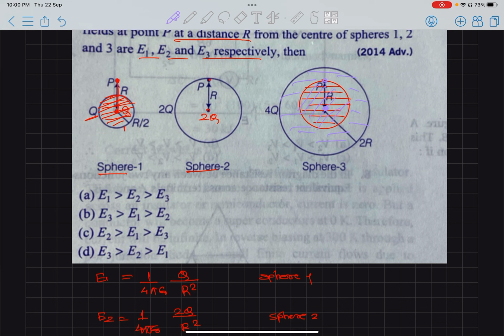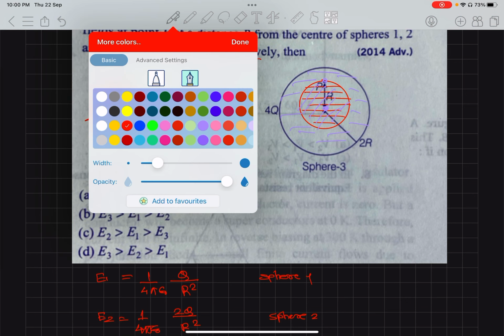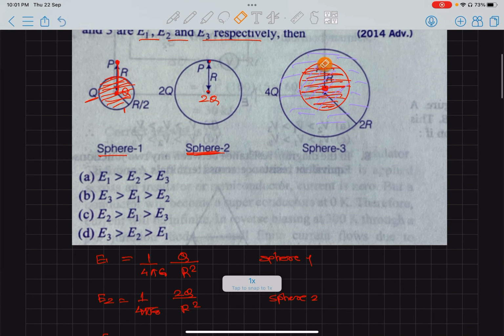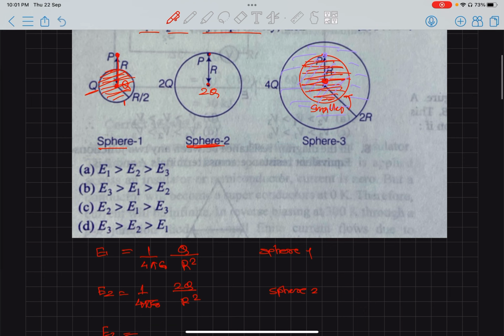Okay, so what is our task? The next task is to find out how much total charge is distributed in this smaller sphere. If we could find out the total charge, then this case will be treated similarly to sphere 2. We will consider that total charge to be concentrated at the center. So our only task is to find out the total charge in this smaller sphere. Okay, so we have to consider the smaller one only.